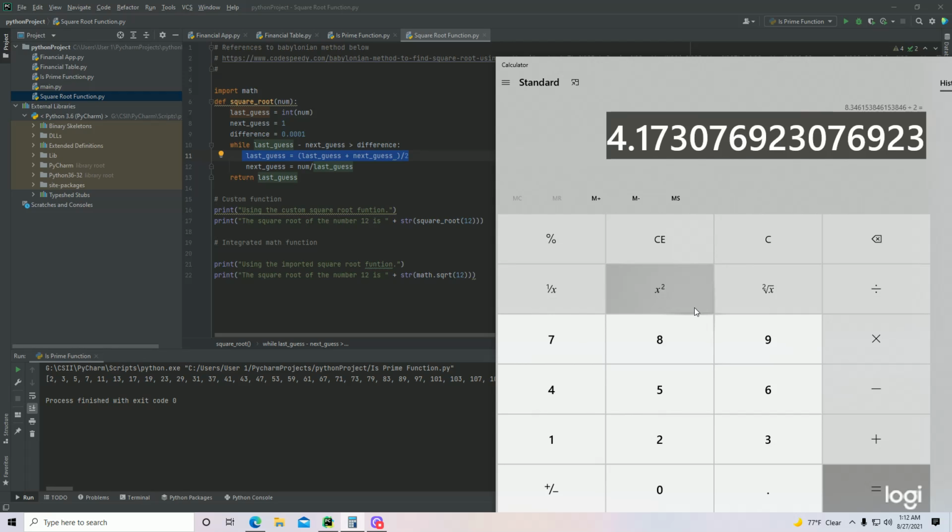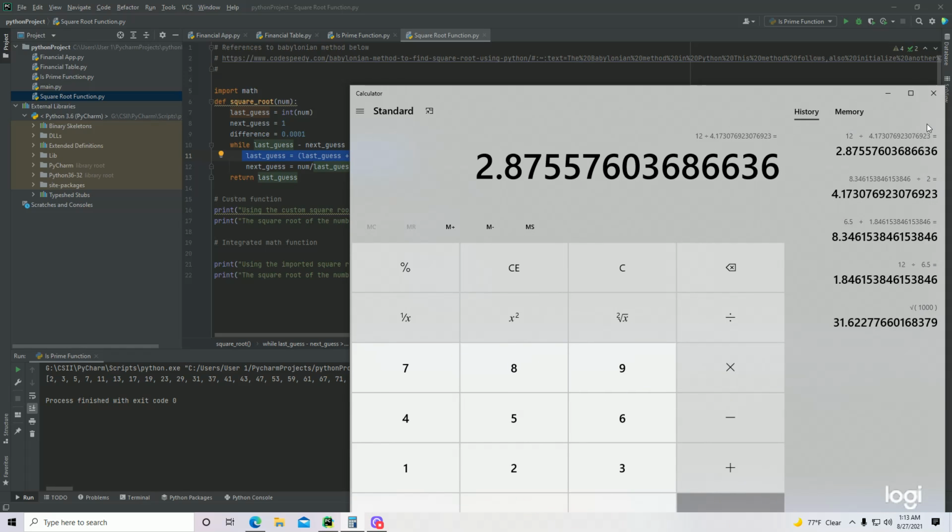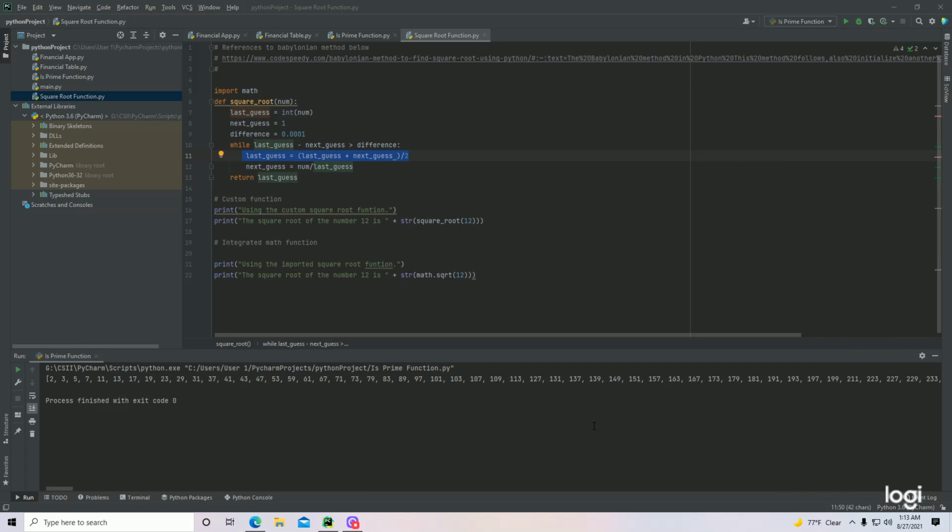Control C, 12 divided by our last guess is 2.8, and as you can see, these numbers keep getting smaller and smaller, and eventually come to a point where they're close enough to 10 thousandths of a number that it will just take whatever last guess is and keep that number as our answer to the square root of the number. So I feel like I have explained it a little bit. Don't know if I confused you.